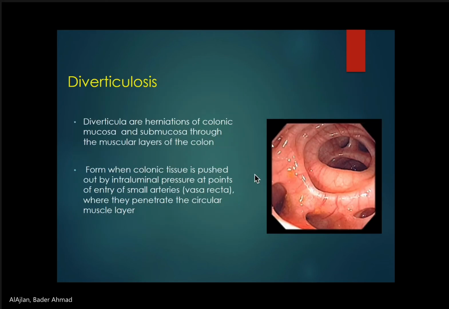This is some of the most common causes, which is diverticulosis, which is herniation. You can see here the pockets inside the colon. It's herniation of the mucosa and the submucosa through the muscularis wall. It happens because of the pressure inside the colon. It pushes these at the point of entry of the small arteries, so that's why it's forming these pockets. Usually it doesn't cause any problems, but it has a little bit higher risk of developing diverticulitis and diverticular bleed.